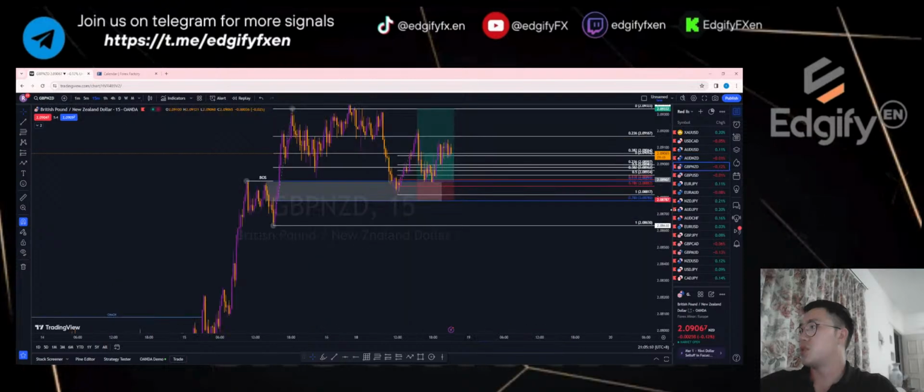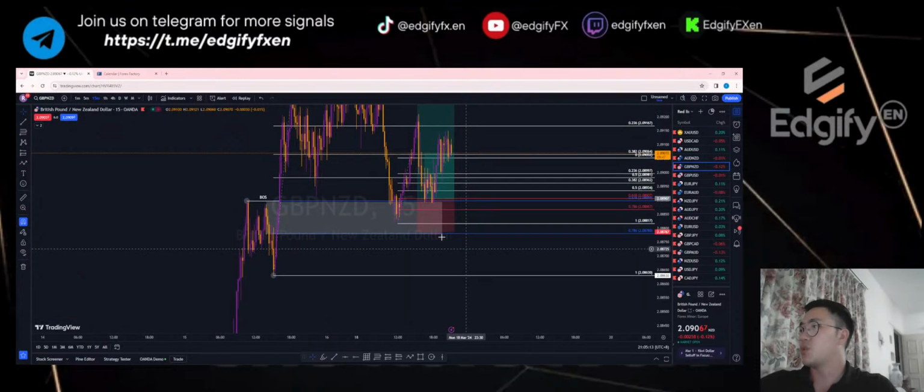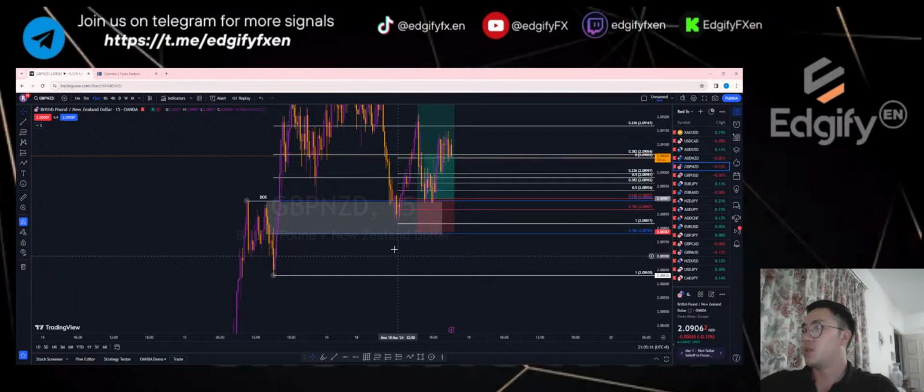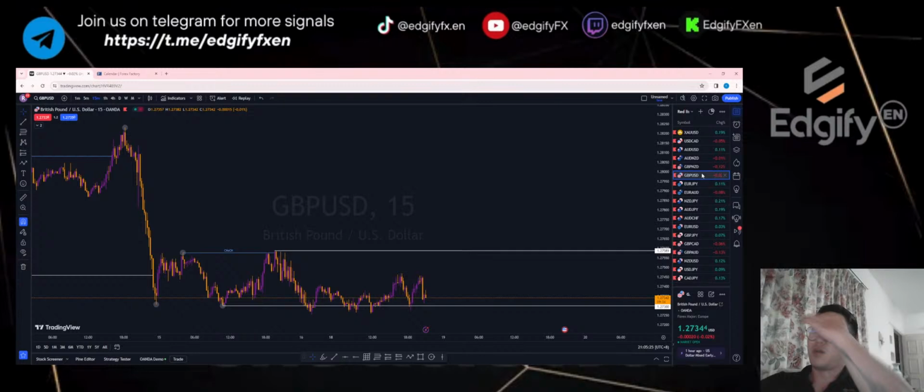Moving on to GBP NZD as well. This is a trade that I did not take because I marked this out last week. I will see for more confirmations first, because it's only the first day of the trading week, so I wouldn't want to rush. I'll wait and see how it goes before I jump into any positions.